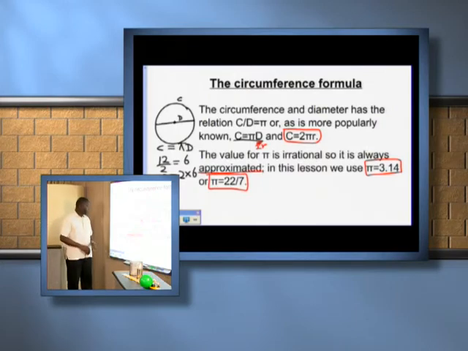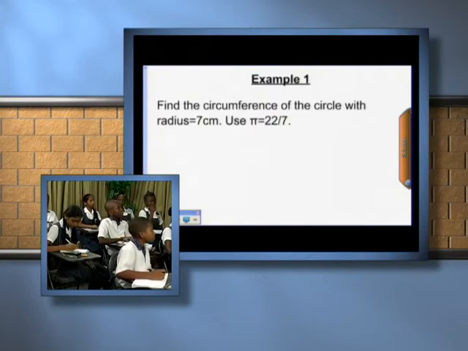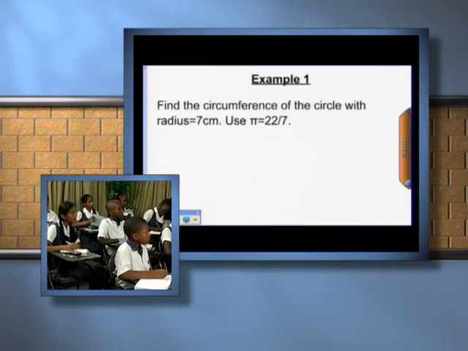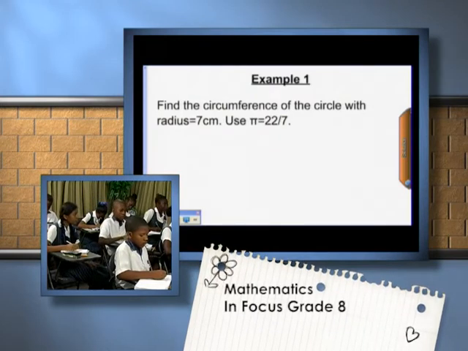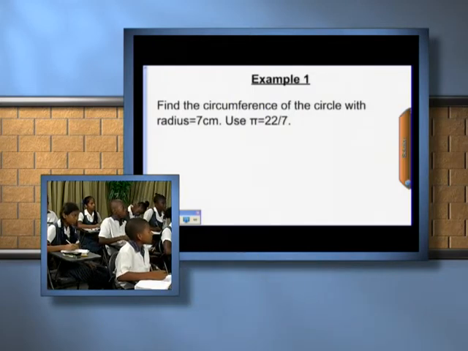Good. So let us take some examples. The first example shows directly how pi and the circumference and the diameter, or the radius, are related. First question: find the circumference of the circle with radius 7 centimeters. What do we want to find? Circumference. And what information does the question give us? We know the radius.